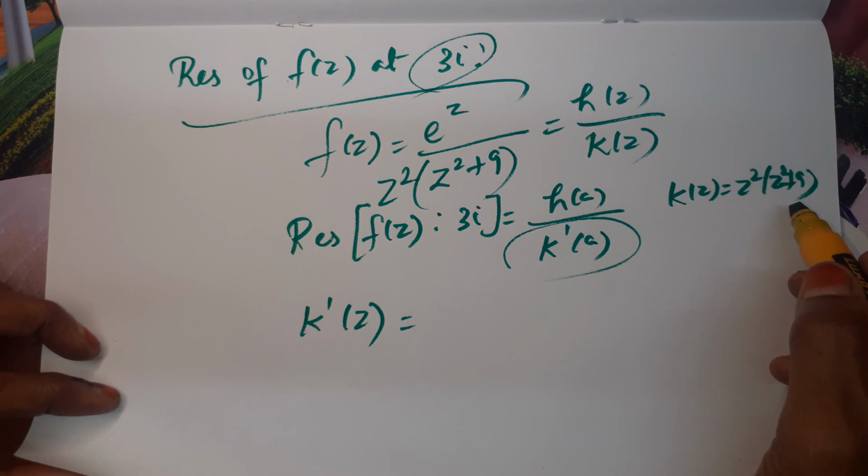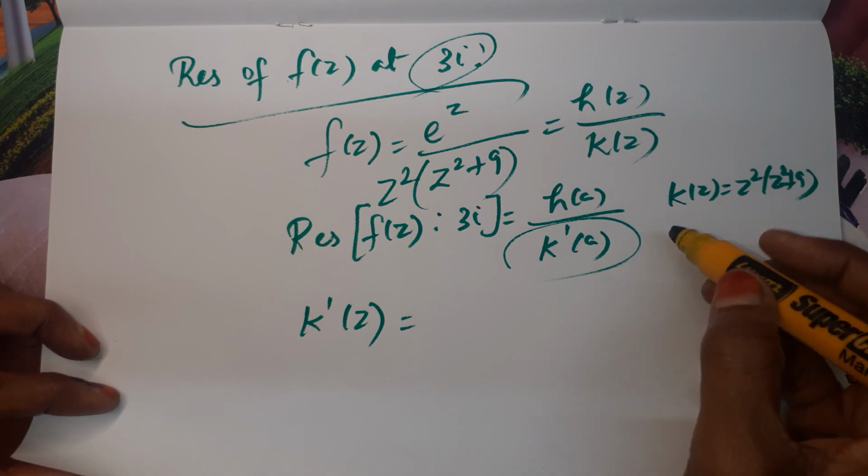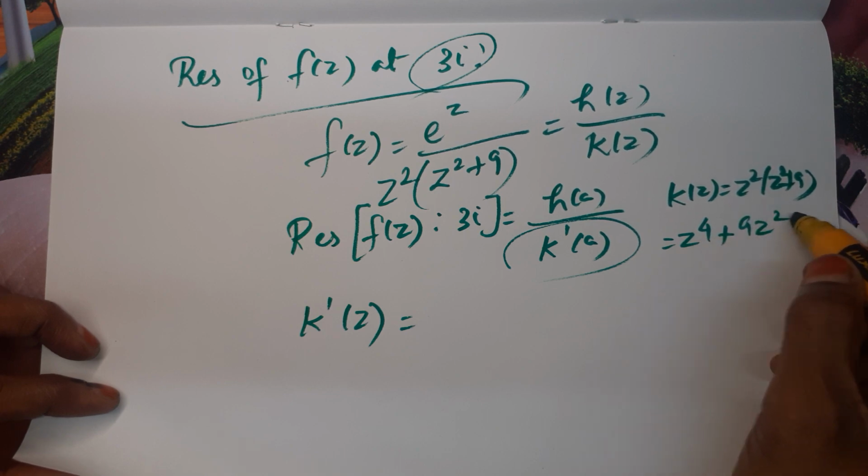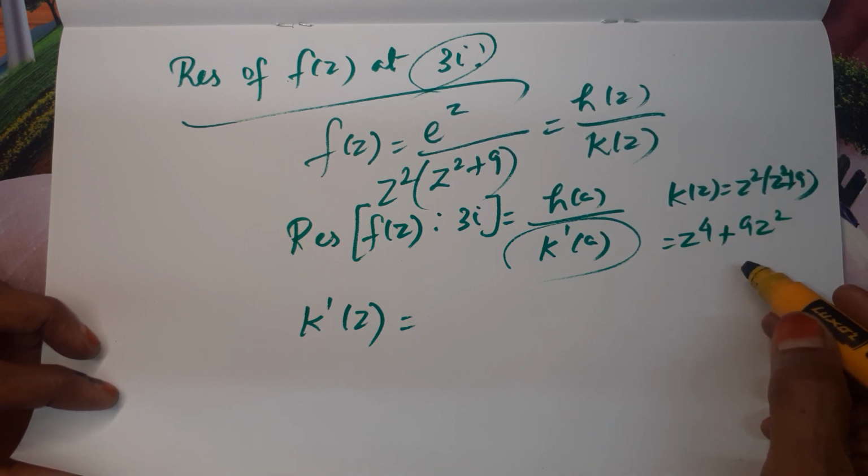If we keep it like this and differentiate, again we need to use the uv method. Better we multiply this inside: z power 4 plus 9 z squared. If we multiply and simplify like this, we can directly use the differentiation formula.